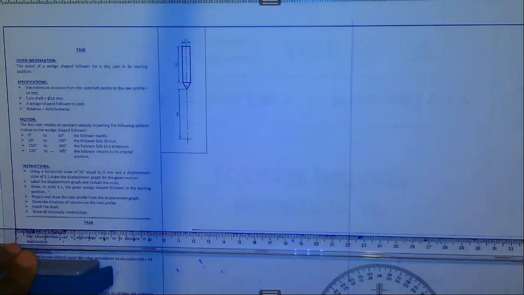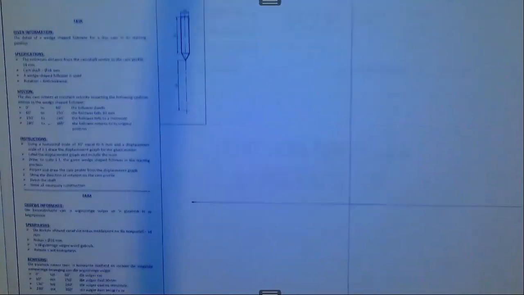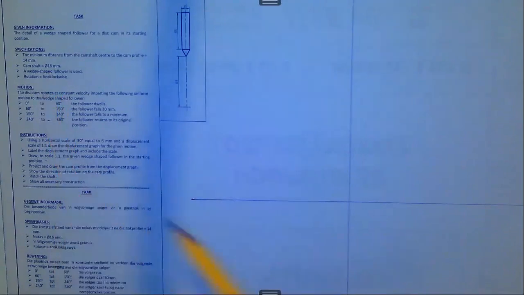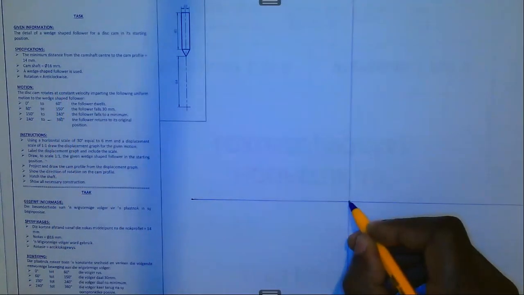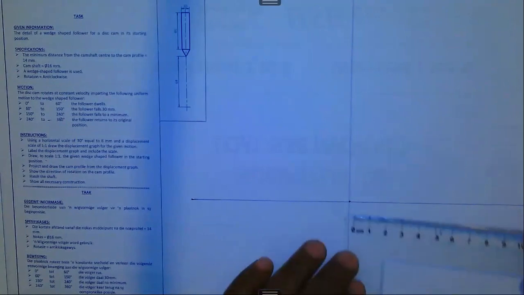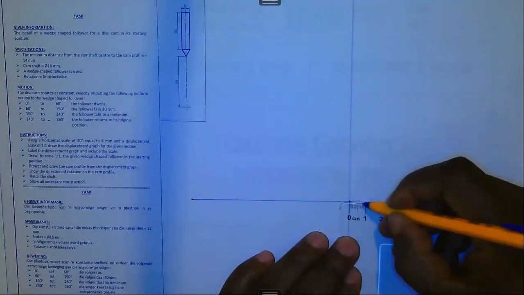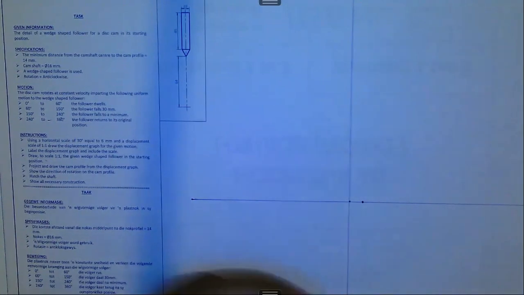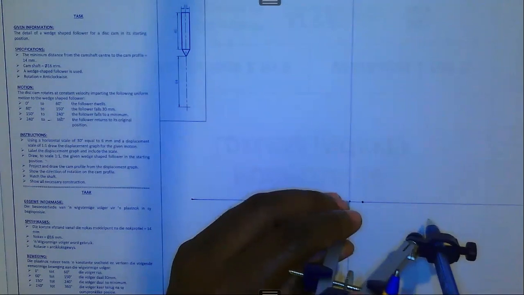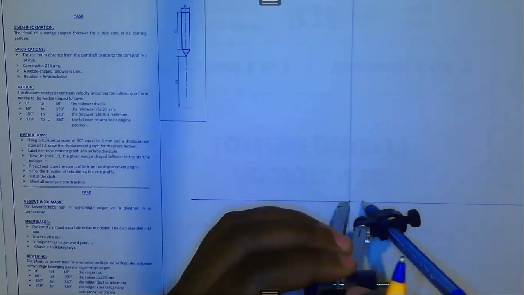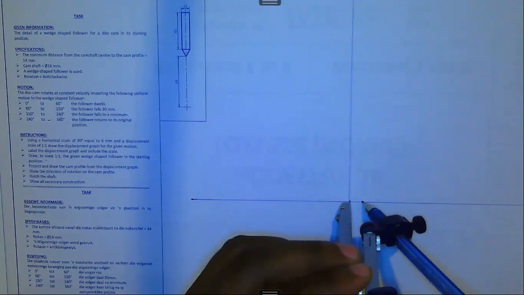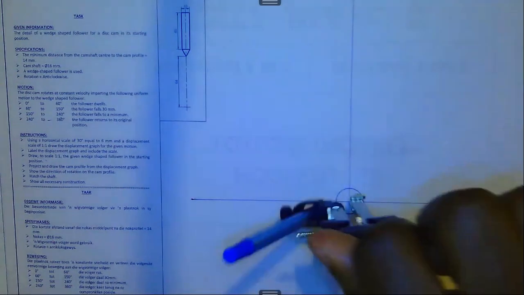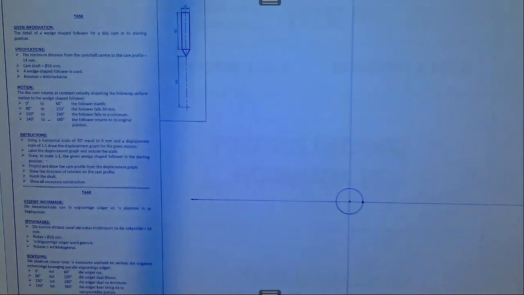Then another one, like this. Now, we are told that the camshaft diameter is 16, so we are going to measure 8 millimeters as our radius, like that. Then draw a circle, radius 8, diameter 16, like this. So that's the first thing that you need to do.